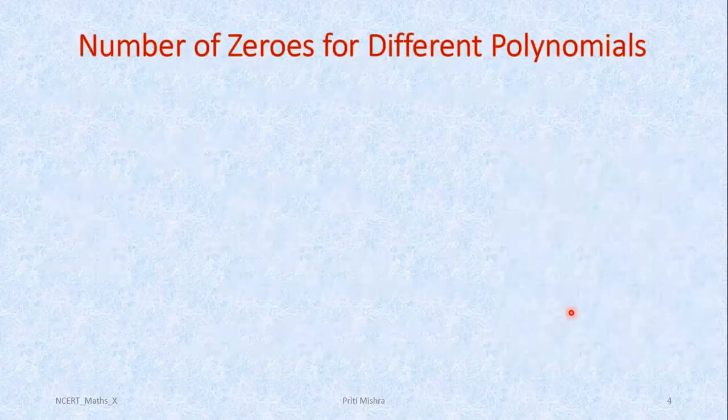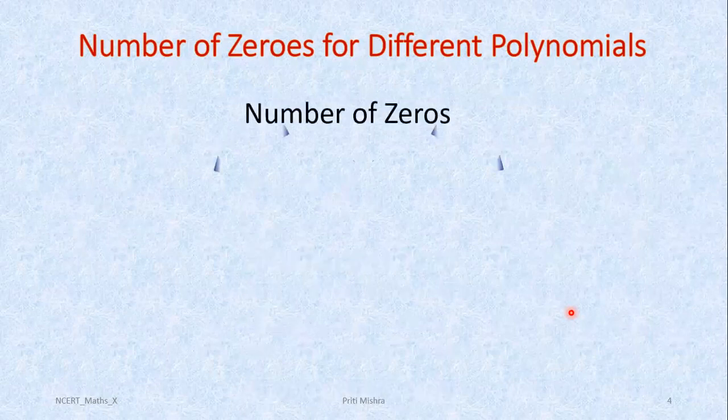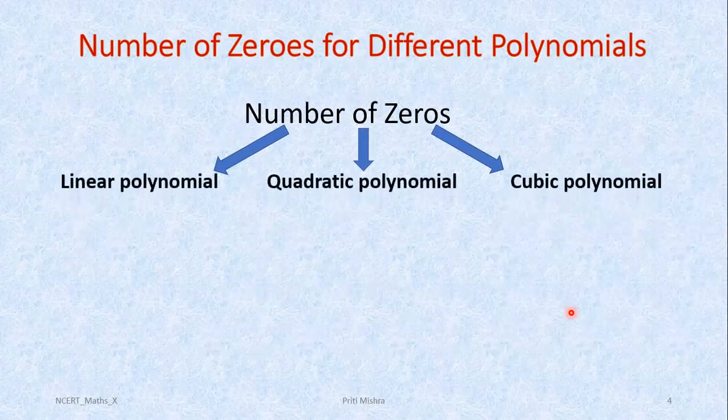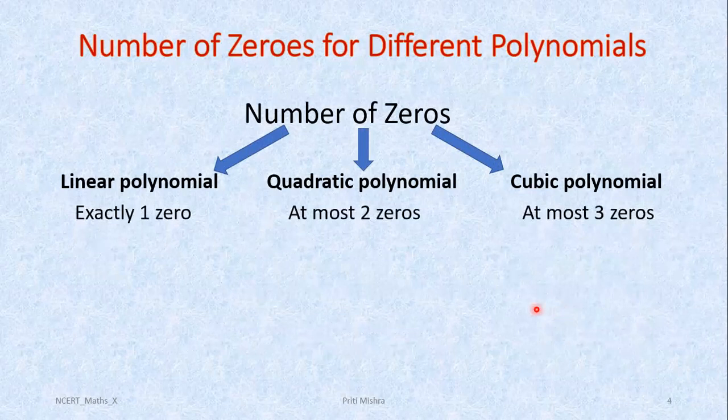Now, after this, let's find out the number of zeros for different polynomials. We have three types of polynomials: linear polynomial, quadratic polynomial, and cubic polynomial. Linear polynomials are of degree 1, that's why they have exactly 1 zero. Quadratic polynomials are those polynomials which have degree 2. That's why these polynomials can have at most 2 zeros. And cubic polynomials are the polynomials which have degree 3. That's why these polynomials can have at most 3 zeros.